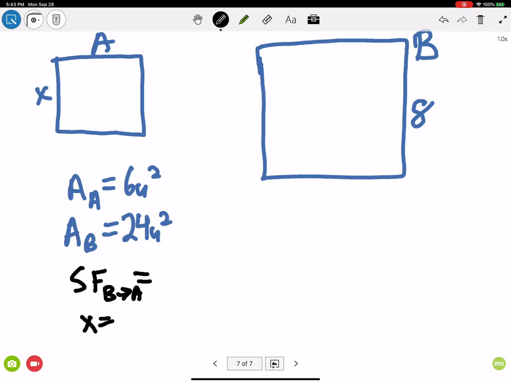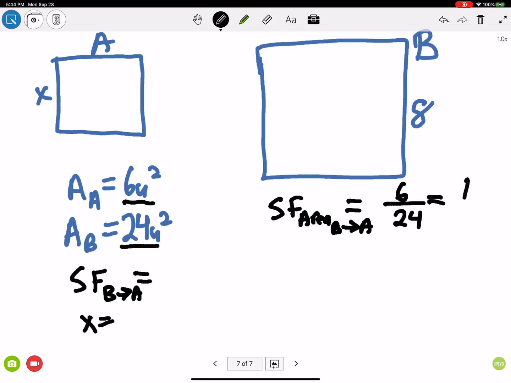Well, first thing I need to do is figure out what's the scale factor of my area going from B to A. In order to do that, I need to take my two areas. So I'm going to go 6 over 24, and I'm going to reduce that to 1/4. So I would have to multiply 24 by 1/4 to get 6.